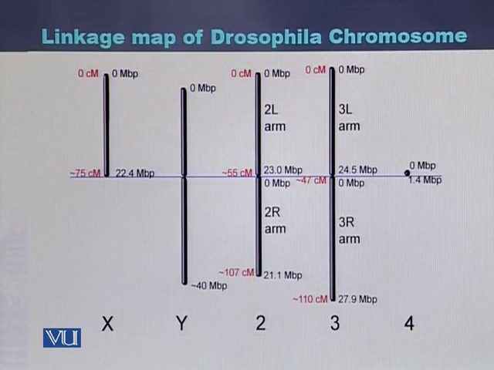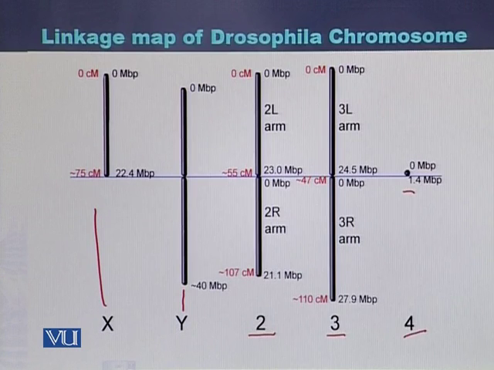This is another diagram of the chromosomes and the linkage map of Drosophila chromosomes. These are the X chromosome, the Y chromosome, chromosome 2, chromosome 3, and chromosome 4. The length of chromosome X is approximately 75 centimorgan, while the length of chromosome 2 is 107 and chromosome 3 is 110. So these are the lengths of the chromosomes.